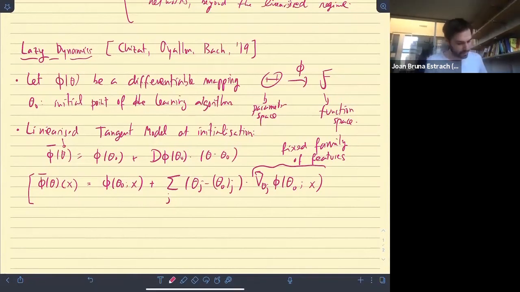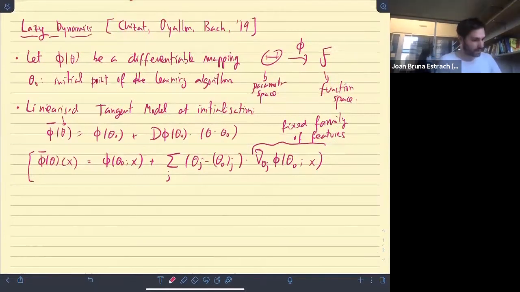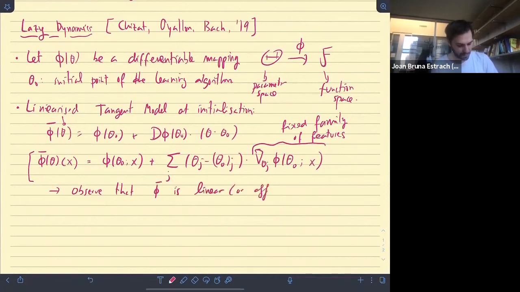Okay, so here what you are really defining is a model, so the remark is to observe that phi bar is linear or affine with respect to theta. Okay? This doesn't mean that it's not linear with respect to the input x, right? It's linear with respect to the parameter. Okay?